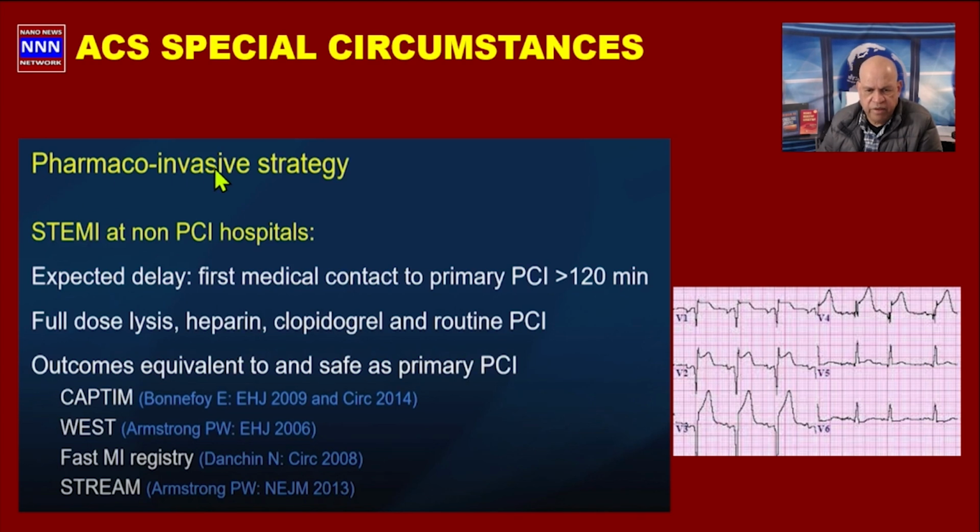This is called the pharmacoinvasive strategy by the European Society of Cardiology, for STEMI at a non-PCI hospital. First medical contact to primary PCI is greater than 120 minutes: full dose fibrinolytics, heparin, clopidogrel, and routine PCI if they can be stabilized. If they are unstable, obviously they need to go for further evaluation by coronary angiography and any intervention that needs to be done. And here are several different studies which talk about the safety of primary PCI.